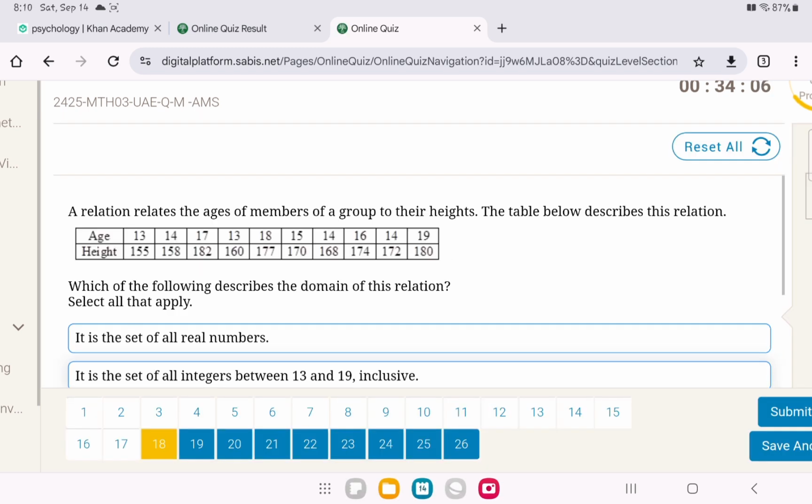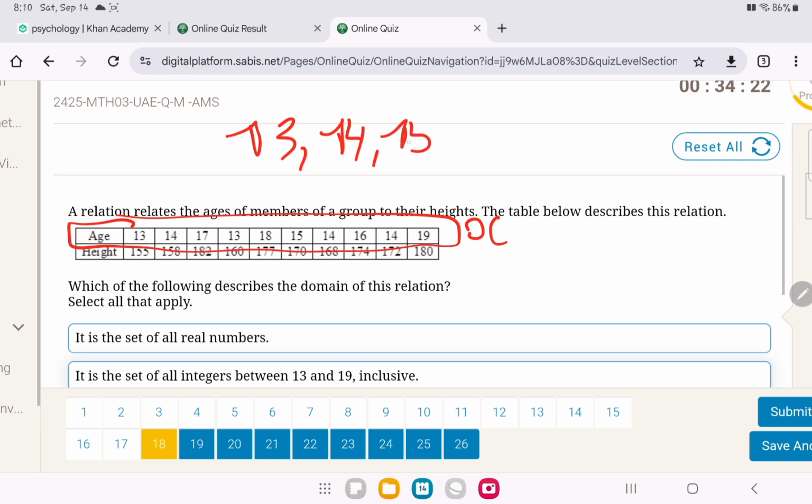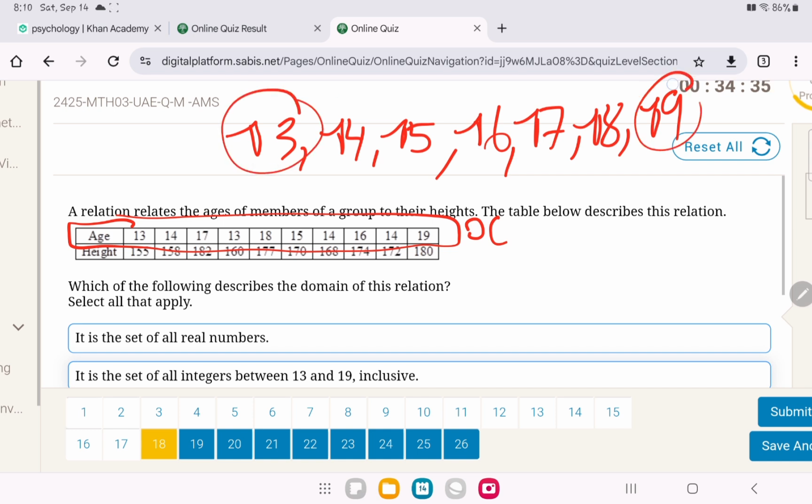Question number 18. Okay, they need the domain of this relation. The domain is the age. Always the one up is the domain, which is the x, okay? So the age, we have 13, 14, 15, 16, 17, 18, and 19. So we have the set of all integers between 13 and 19 inclusive.